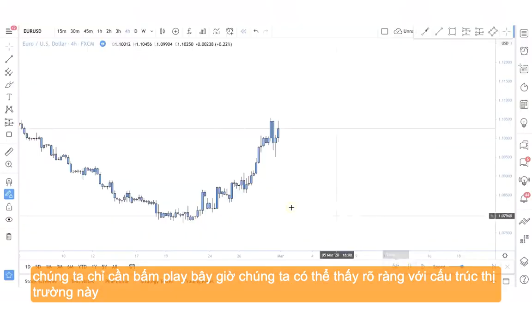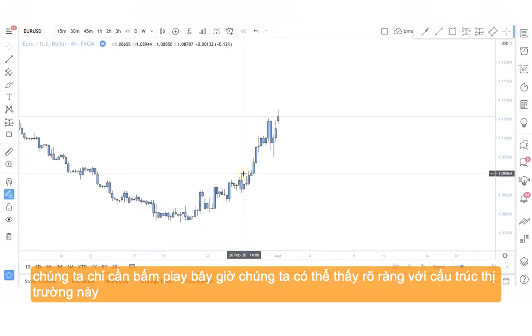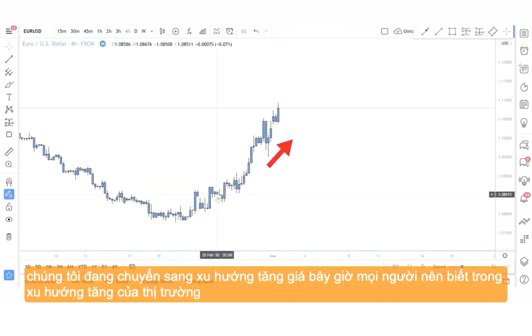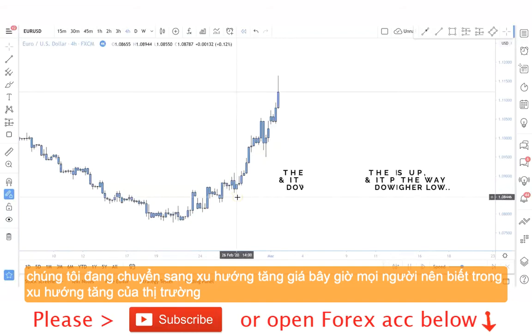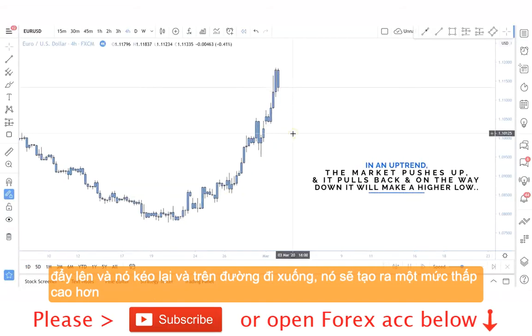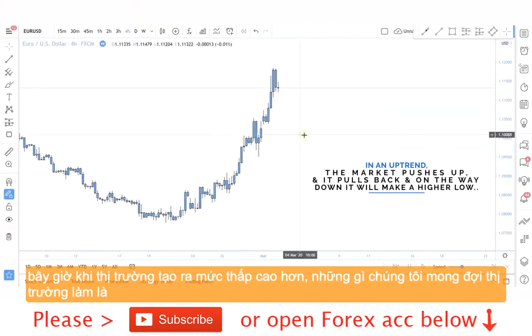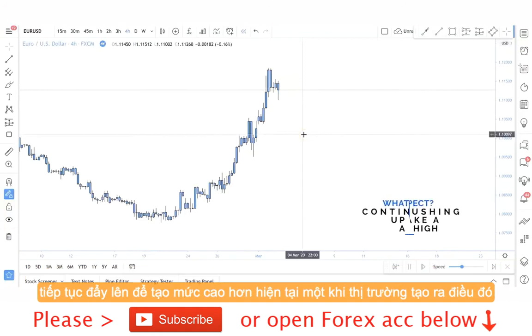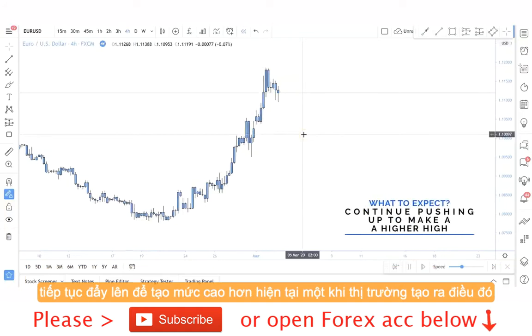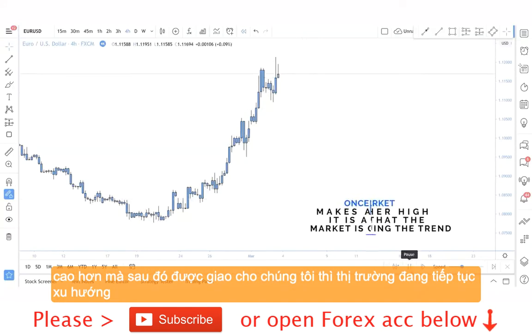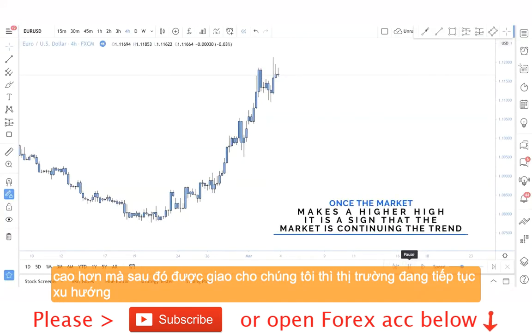We're just going to press play. Now, we can clearly see with this market structure, we're moving to the upside. Now, everybody should know in an uptrend, the market pushes up and it pulls back, and on the way down, it will make a higher low. Now, when the market makes a higher low, what we're expecting the market to do is to continue pushing up to make a higher high. Now, once the market makes that higher high, that is then a sign to us that the market is continuing the trend.